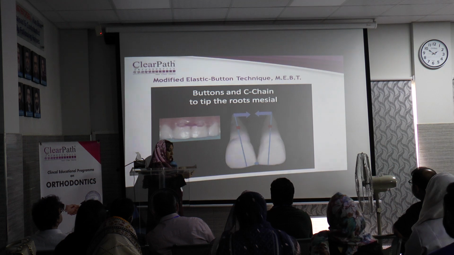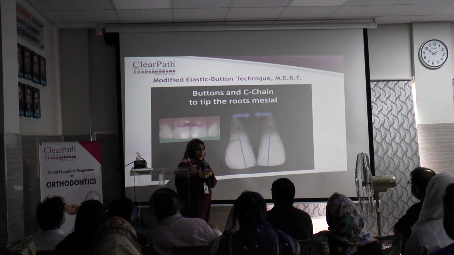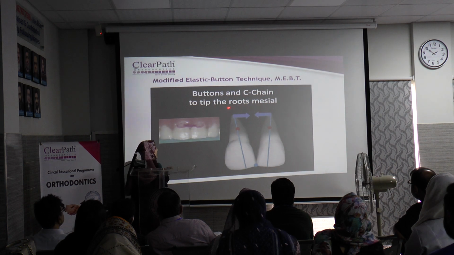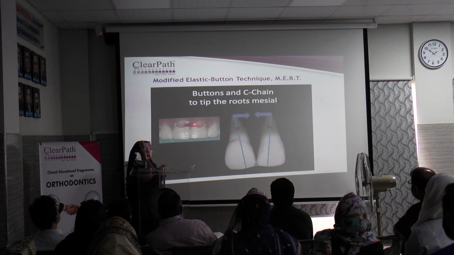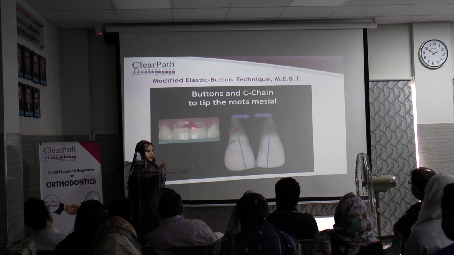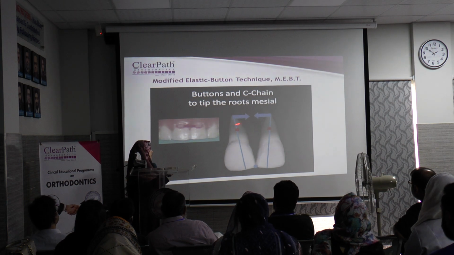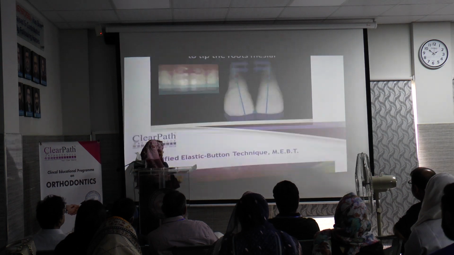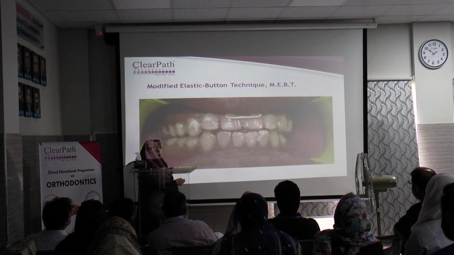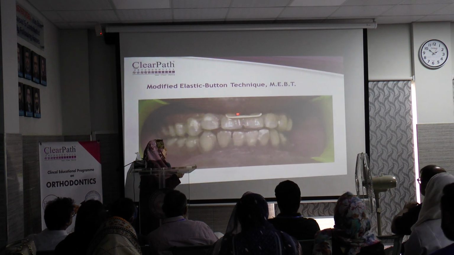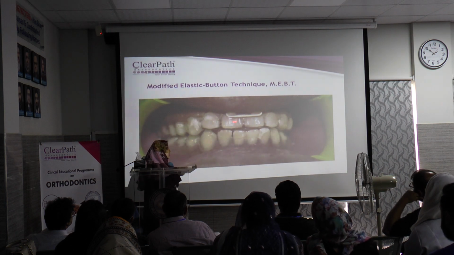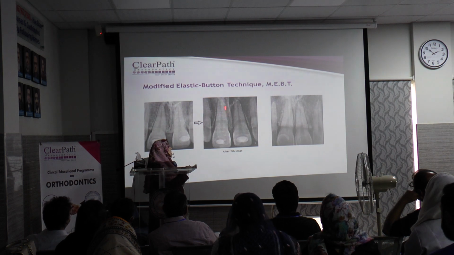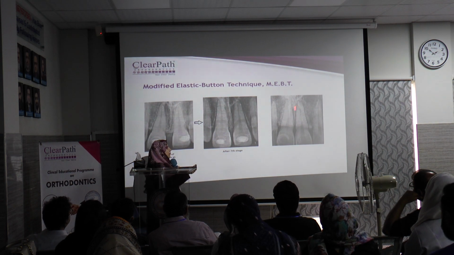Now another question you asked: how will we correct torque, how will we correct tooth movement? This is again the modified elastic button technique. What is that? The buttons are applied onto the gingival third of the tooth surface. Here you have given a power chain, so they will bring out the mesial tipping of the roots. Suppose you want to correct the midline diastema, so you have given the buttons on this gingival third and given elastics here, and it will correct this midline diastema by causing the mesial tipping of the roots.